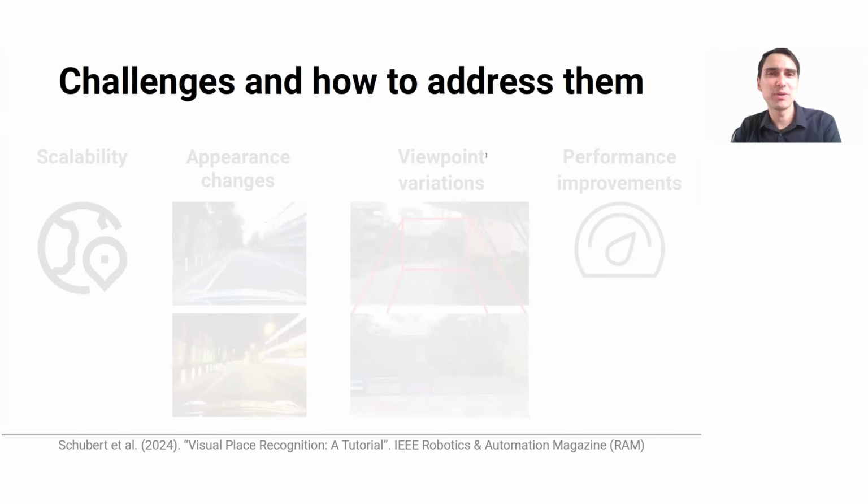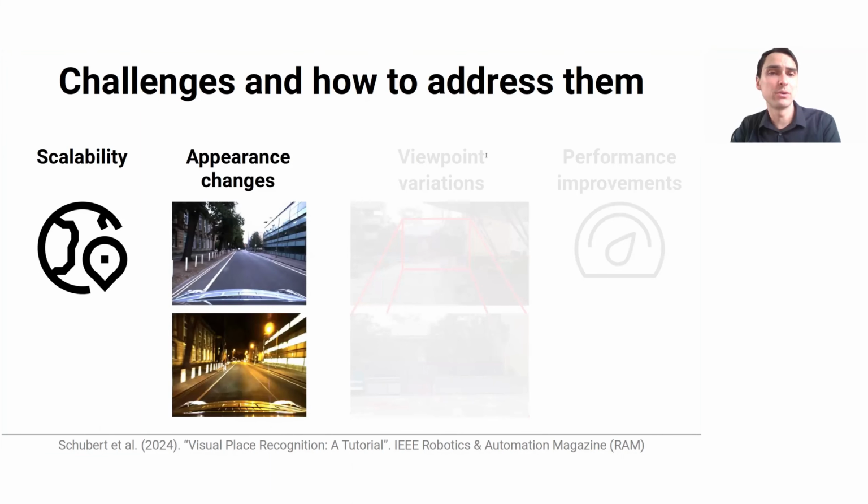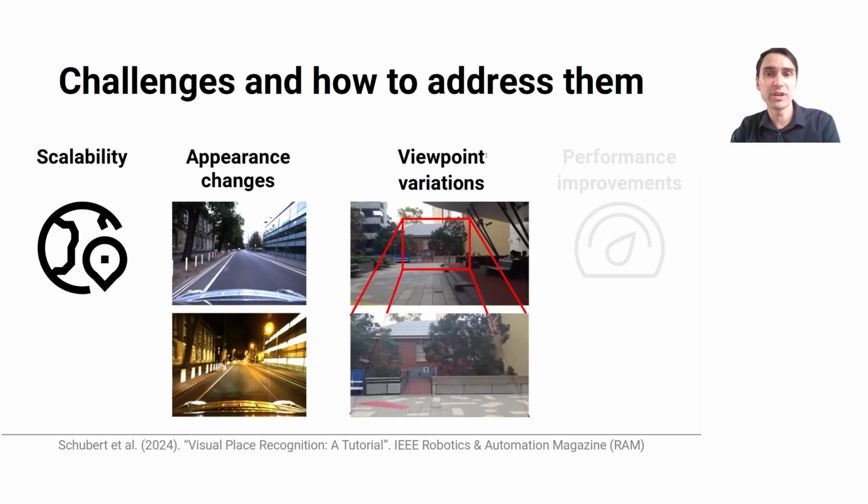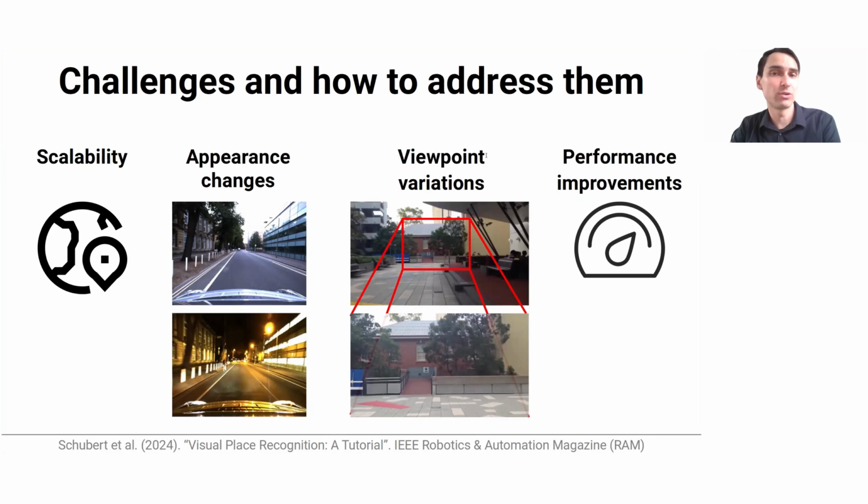The final section in our paper goes beyond the generic pipeline and lists 4 major challenges faced by researchers in the field of VPR. The first challenge is scalability, or how to scale up a VPR system to handle large numbers of images. The second challenge is appearance change, for example, due to dynamic objects, time of day, weather, or seasons. The third challenge is viewpoint variation when revisiting places. And the fourth challenge is performance improvement, or how to perform better. How these challenges may be addressed is discussed in our paper with corresponding related literature.